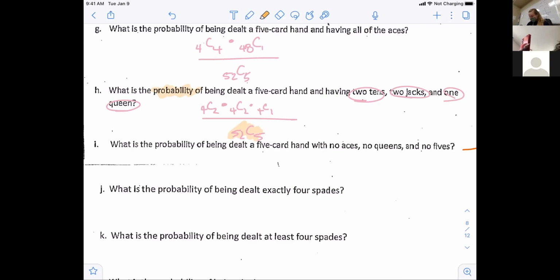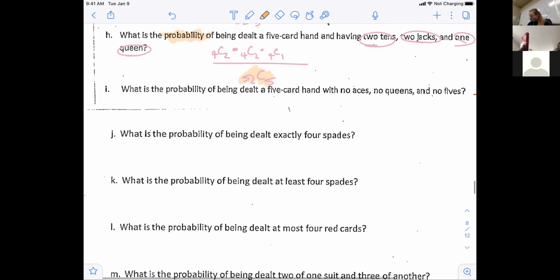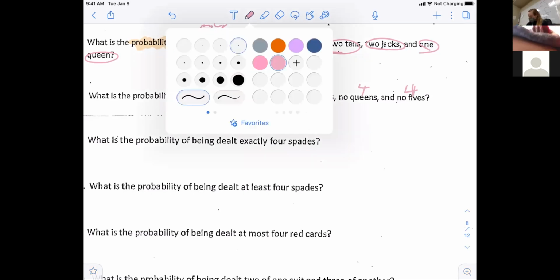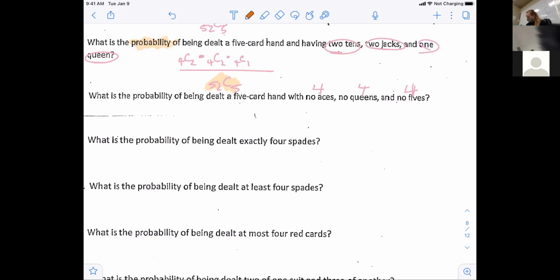Okay, what's the probability of being dealt a 5-card hand with no aces, no queens, and no 5s? How many aces are there? 4. How many queens are there? How many 5s are there? 4. Good. So we don't want any of those. So how many cards can I not pick from? 4 plus 4 plus 4 is 12.